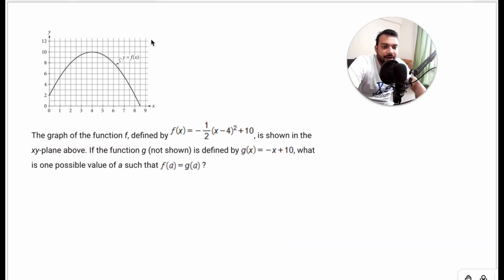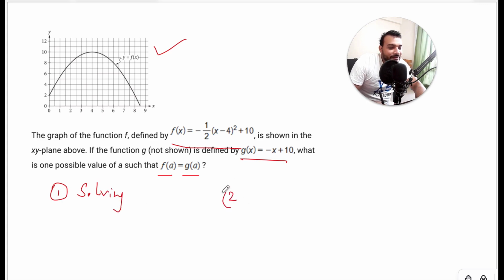Next question. The graph of the function f defined by f of x is equal to negative half x minus 4 squared plus 10 is shown in the xy plane above. This is the graph. If the function g, which is not shown here, is defined by g of x is equal to negative x plus 10, what is one possible value of a such that f of a is equal to g of a? Essentially, they're just asking about a point of intersection between the two functions, or a solution of the system of equations. There are two methods to do this. First method, you solve it directly, solving. Second method is Desmos. We could check through Desmos graphing calculator. Okay, let's go by the first one first.